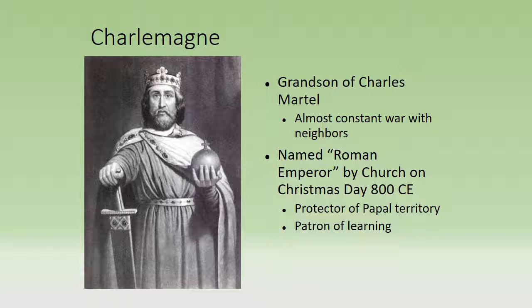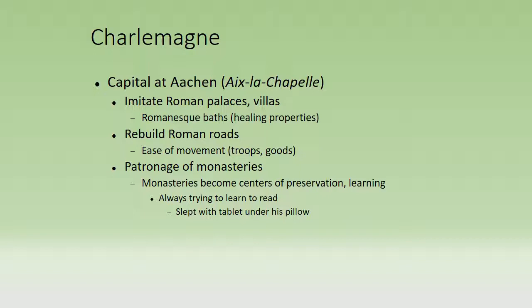He becomes a protector of papal territory, but he also adopts a lot of the trappings of what he believes a Roman emperor should do, especially becoming a patron of learning, because the Romans were nothing if not educated. At Charlemagne's palace at Aachen, in Aix-la-Chapelle, he imitated a lot of the Roman practices. His palace was laid out like a Roman villa. He had Romanesque baths. They were natural, warm spring baths in the basement of his palace, which kept the water nice and warm. And of course, Charlemagne did suffer from really extensive arthritis in his later years.